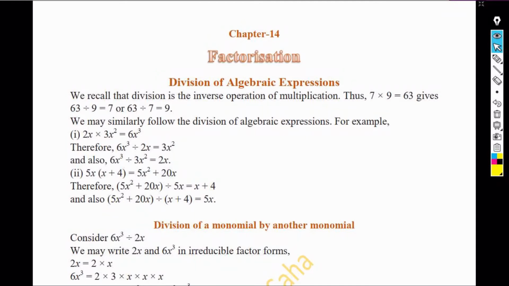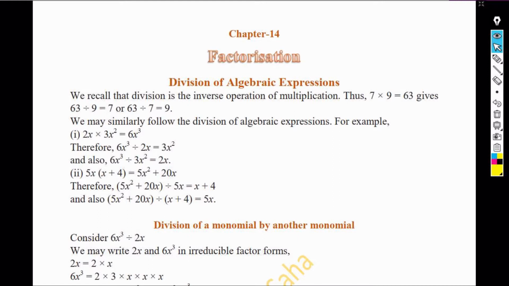Division of algebraic expressions. If we take the product of 2x and 3x square, it equals 6x cube, then we can say when 6x cube is divided by 2x, it is 3x square. Or we can say when 6x cube is divided by 3x square, it becomes 2x.